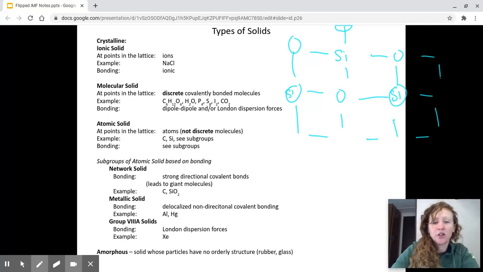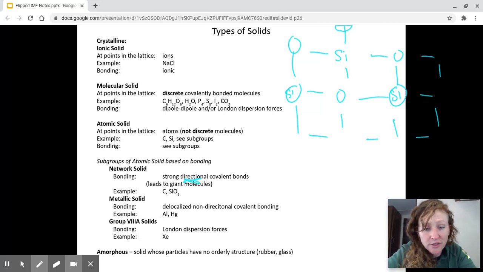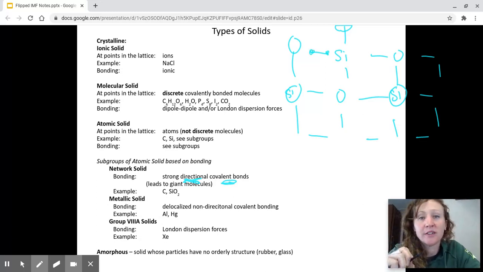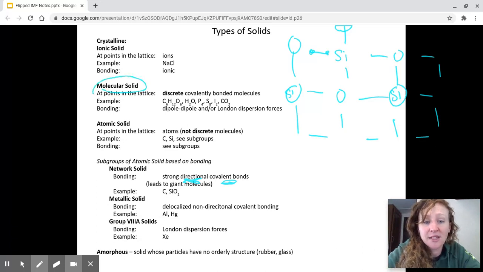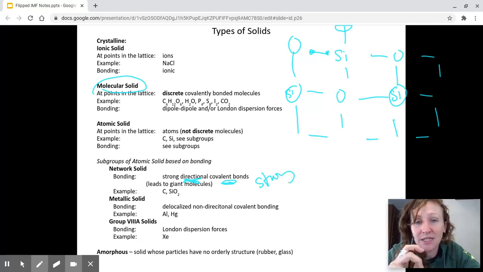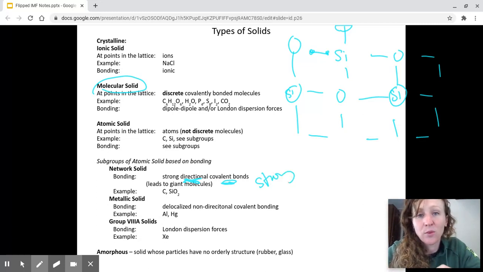Now, these are going to undergo directional covalent bonds. So the electrons in here are locked into a very specific place. They're directional, they're localized, and these bonds, unlike a molecular solid's bond, tend to be very, very strong. Diamond is one of the strongest crystalline solids that we know of, right? Same thing with quartz. It's extremely hard because of these strong directional covalent bonds.